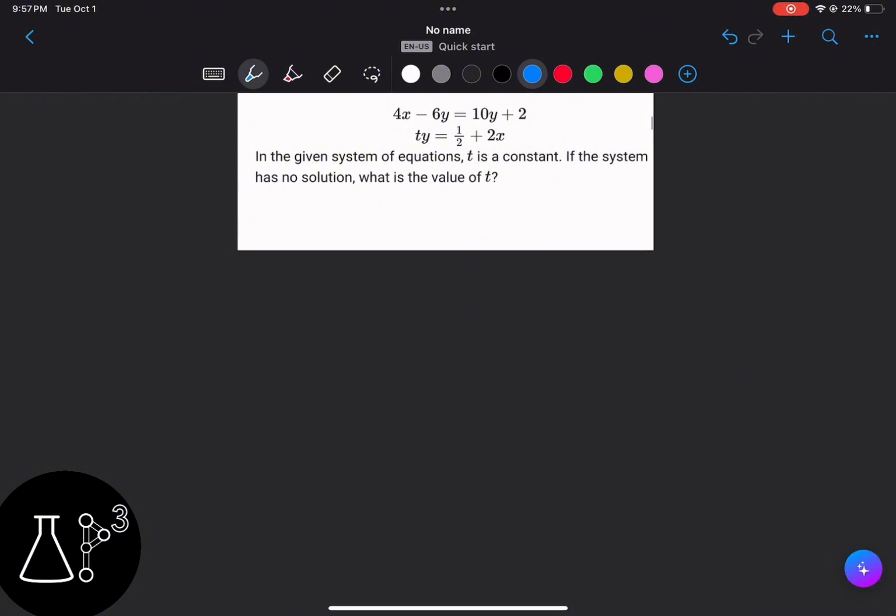This problem is not a Desmos question, but the ones that we're going to do later on in this video, they will be. So in this question, they ask the following. In the given system of equations, t is a constant. If the equation has no solution, what is the value of t? So what does no solution mean?